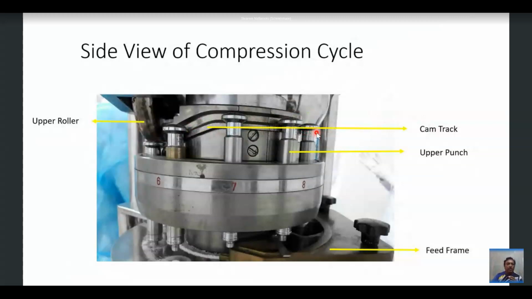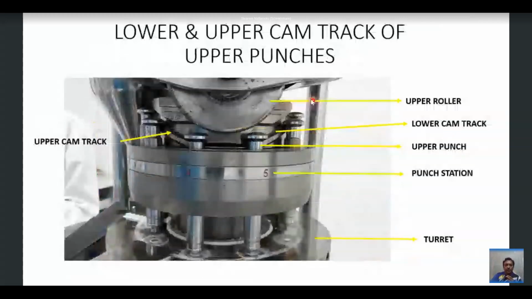Similarly, in this picture, you can see the lower and upper cam tracks. These are the upper punches. This is the lower cam track. These punches are coming under the roller, and again the punches are lifted up by the upper cam track. So this is the lower cam track, and this is the upper cam track. The punches are coming down under the roller and moving back to their original position.